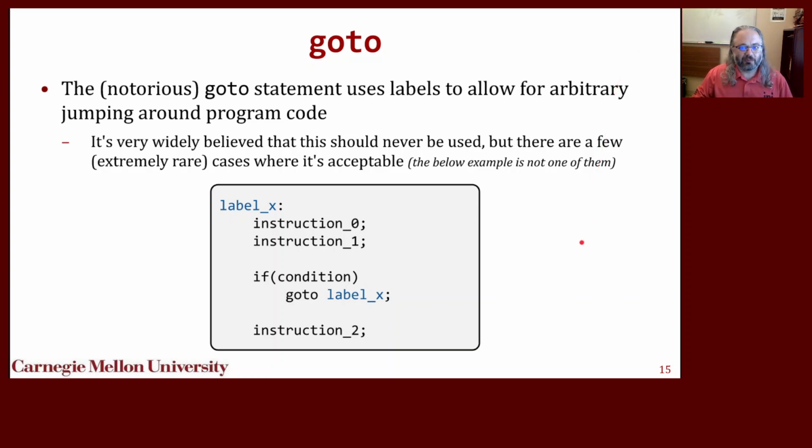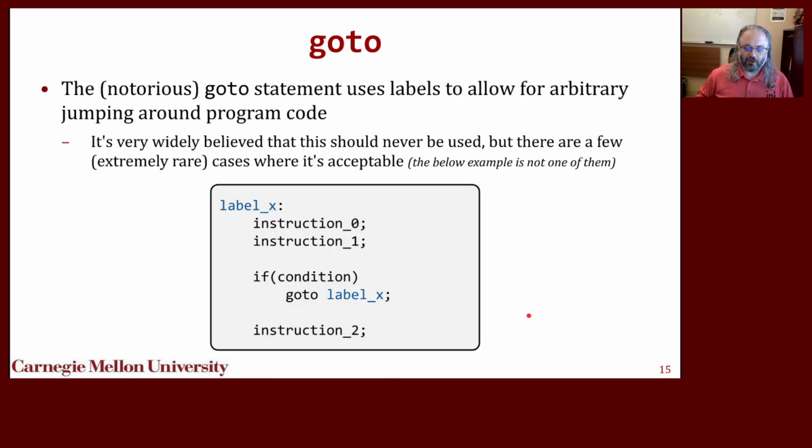Yet goto is still supported because in assembly language, this is a direct branch statement or jump statement, depending on what variant of assembly language you're using. In this case, it's a conditional jump or a conditional branch.